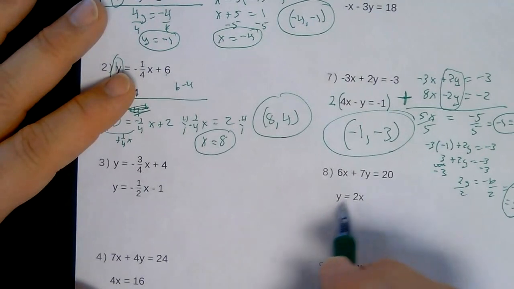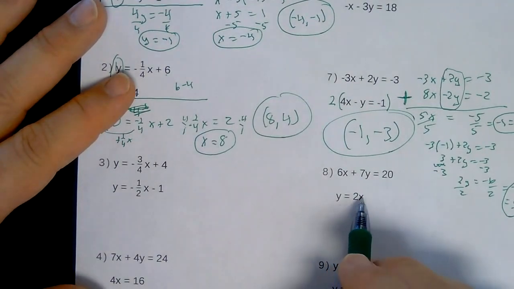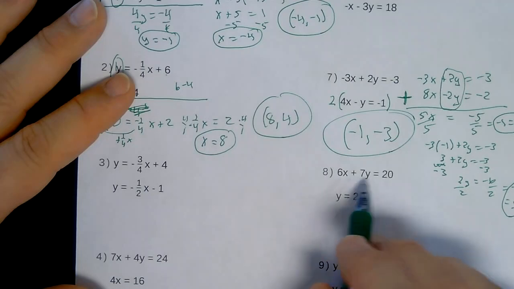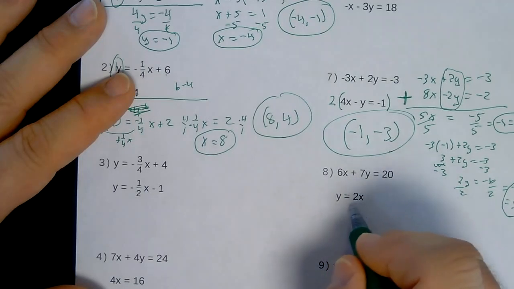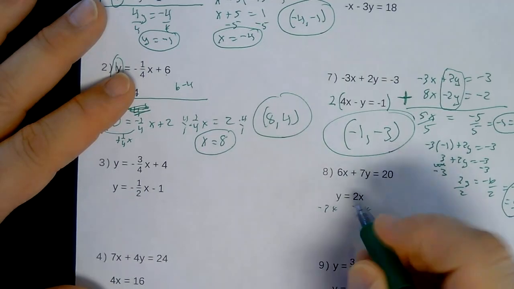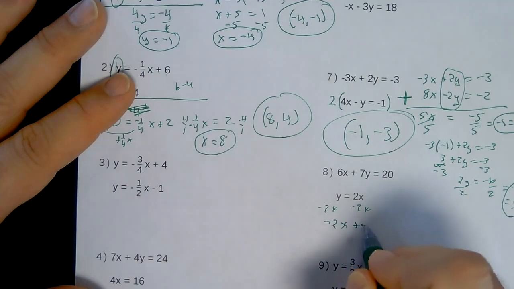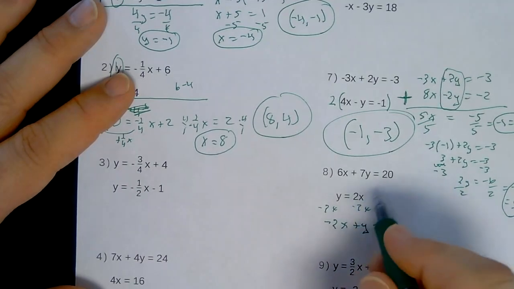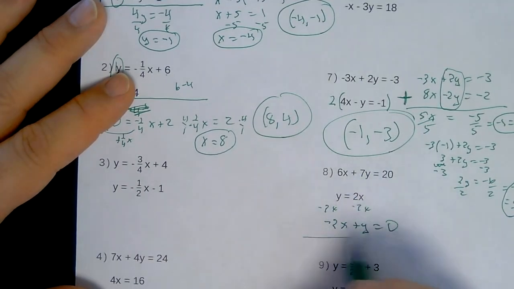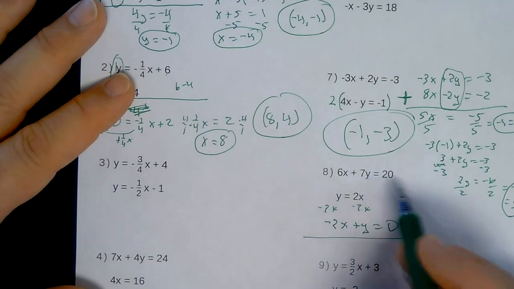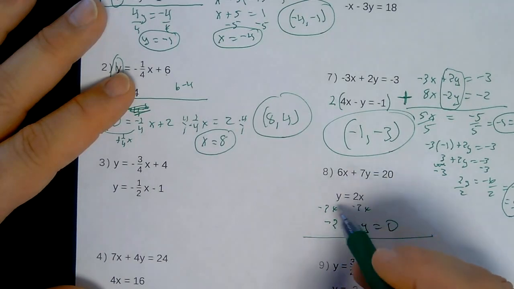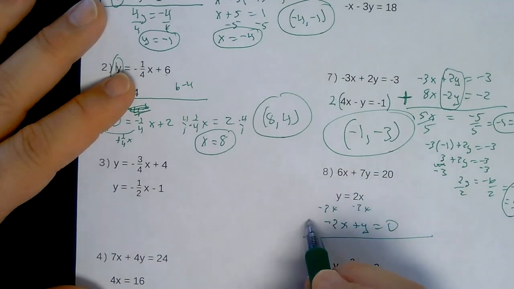All right, how about we take this one. Notice x and y are on opposite sides, and here they're on the same side. So I'm going to subtract 2x, and I'm going to get negative 2x plus y is equal to 0. Okay, and then up here I have 6x plus 7y equals 20. Now I'm going to multiply this one by 3.